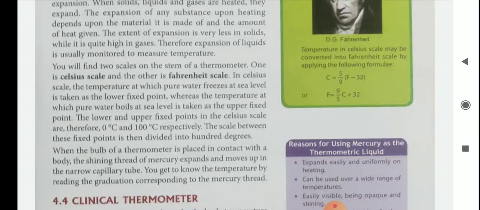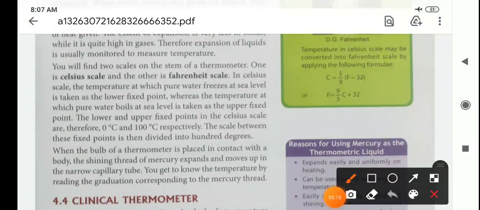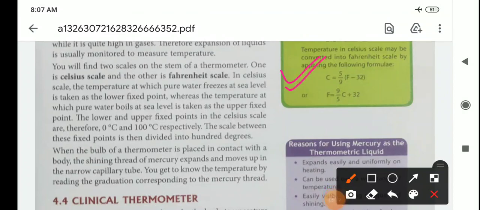So children, remember this is the formula to convert between Celsius and Fahrenheit: C/5 = (F - 32)/9. Here F means Fahrenheit and C means Celsius. You remember.